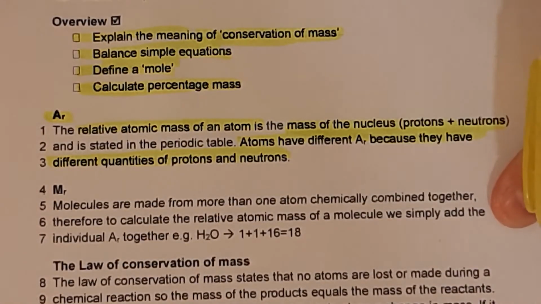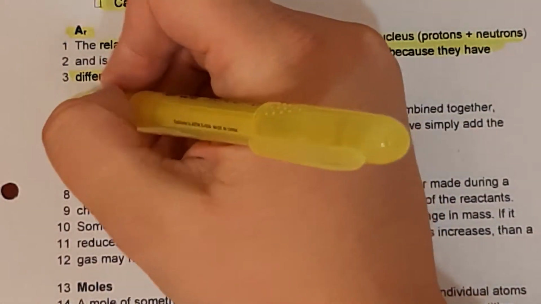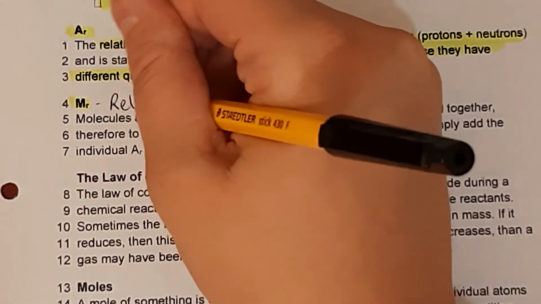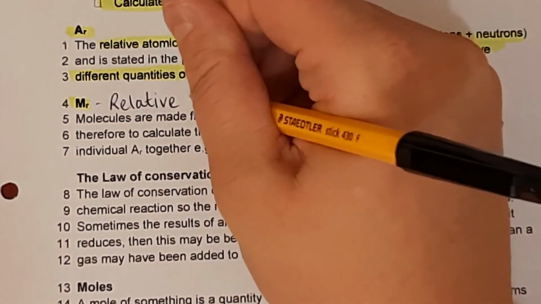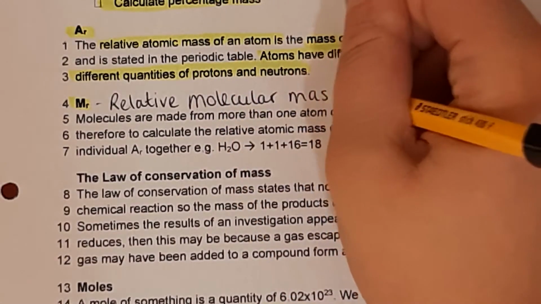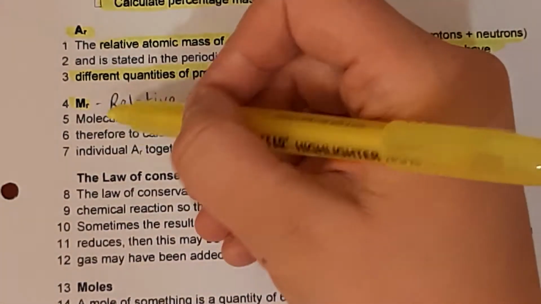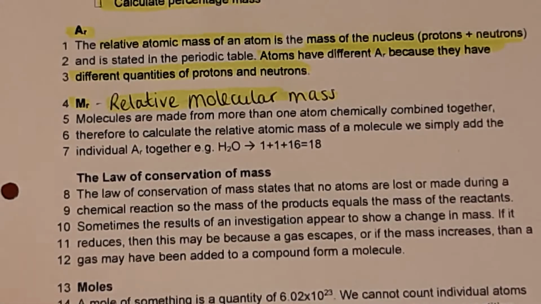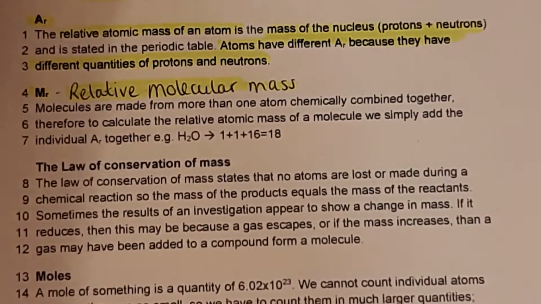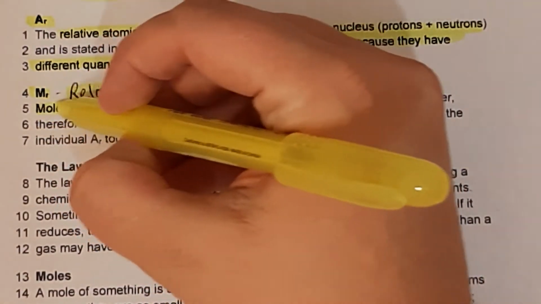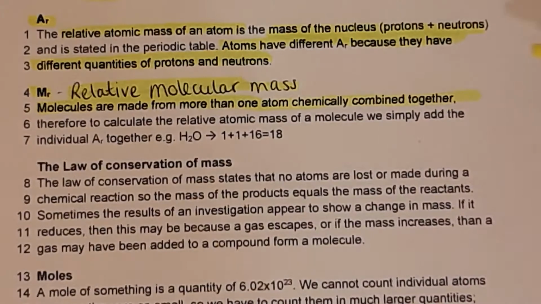Okay, Mr, relative molecular mass. It's not actually described here, so this is relative molecular mass. I'm going to write that down, please. You don't have to highlight it if it's going to smear your writing, but if it doesn't, then please do highlight it. So molecules are made from more than one atom chemically combined together. We should know this. This is the definition for molecule, more than one atom chemically combined together.